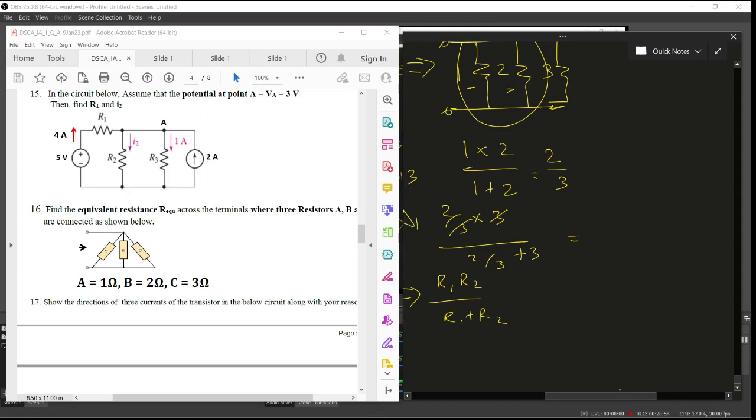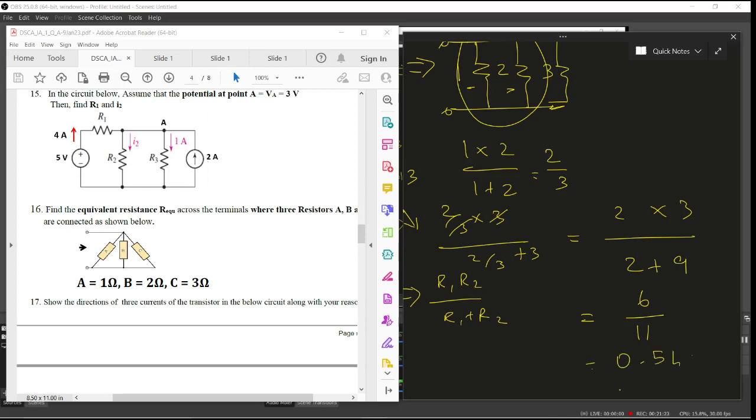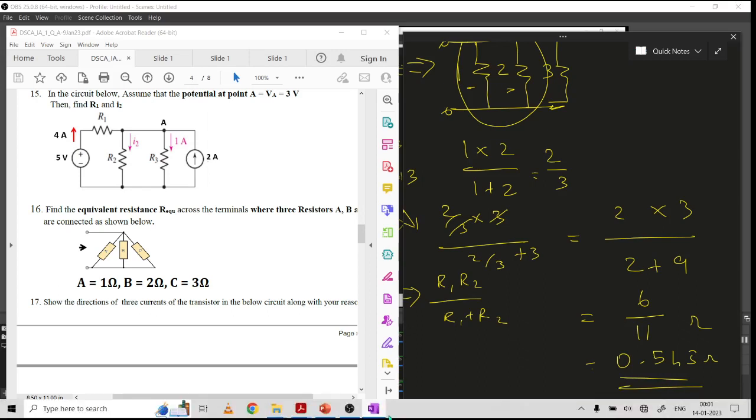So we can cancel this out. 2 divided by 2 plus common denominator 9. Then that 3 will go here. So this 3 into 2, 6 by 11. So it's enough if you write the answer as 6 by 11 ohms, or the actual value is 0.545 ohms. So ohm is important. Okay, this is the answer. Question 16.